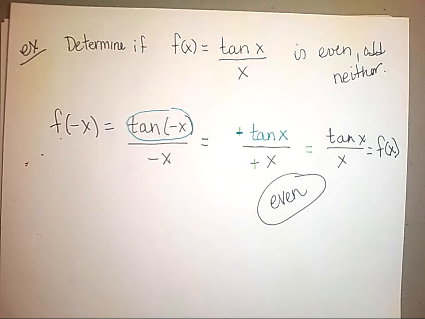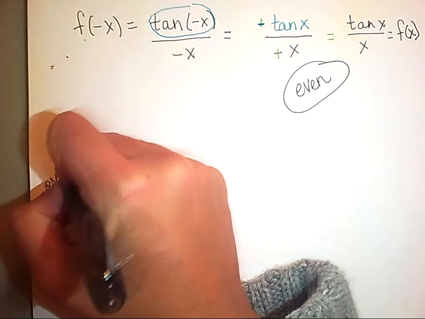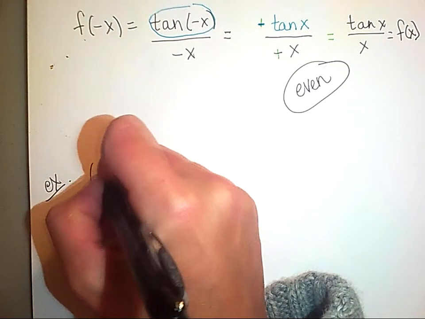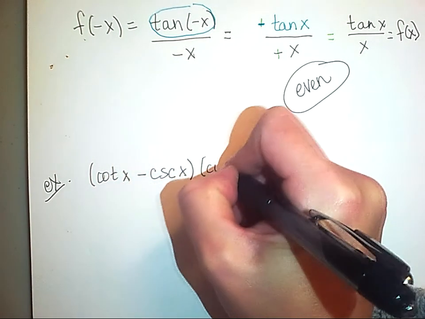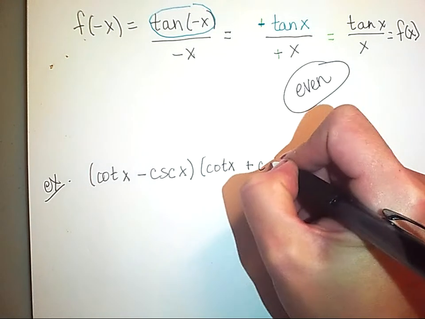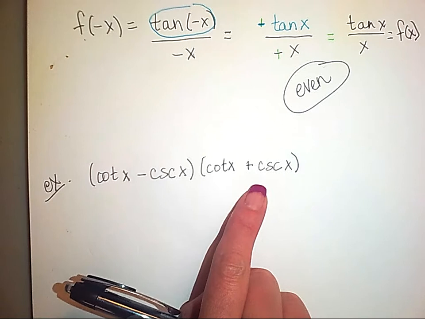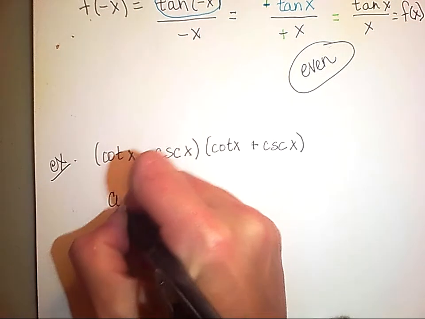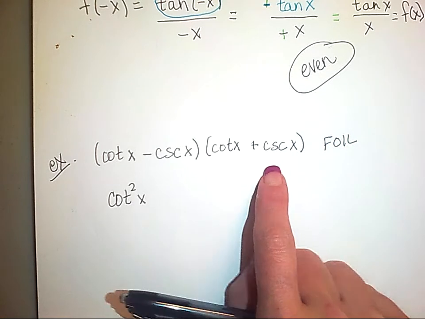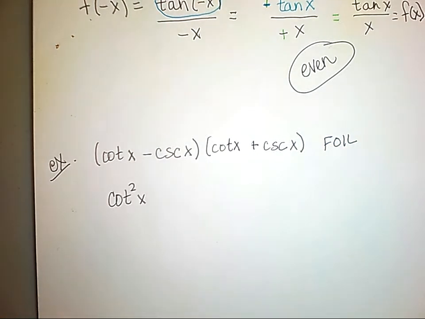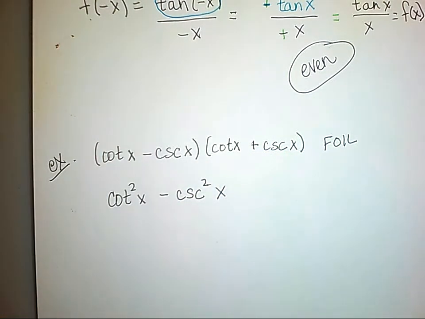Okay, let's try another one. So we're mixing algebra and trigonometry now. Example. Let's multiply the cotangent of x minus the cosecant of x times the cotangent of x plus the cosecant of x. So these are conjugates of one another, right? So let's multiply these together. We'll get cotangent squared, we're going to FOIL, plus the cosecant cotangent minus the cosecant cotangent. That will go to 0. And then minus cosecant squared of x.